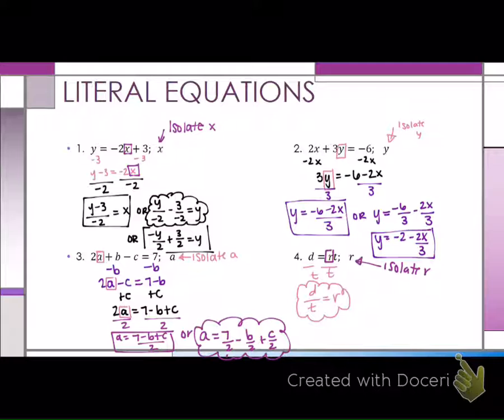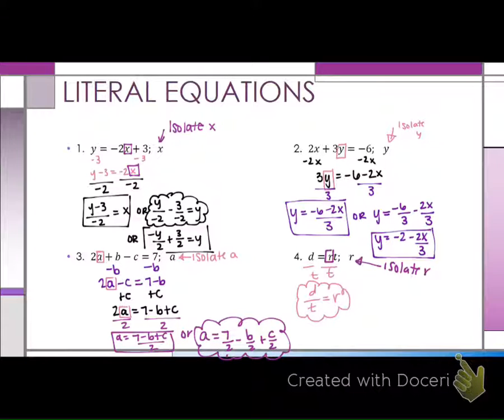For number 2, do you understand why we subtracted 2x on both sides? And why we didn't divide by 3 first? Did you have to isolate it? Right, and the 2x is the farthest away. Also, if you're dividing by 3, the 2x is still in the way. So we subtract that first, and then we divide by 3.